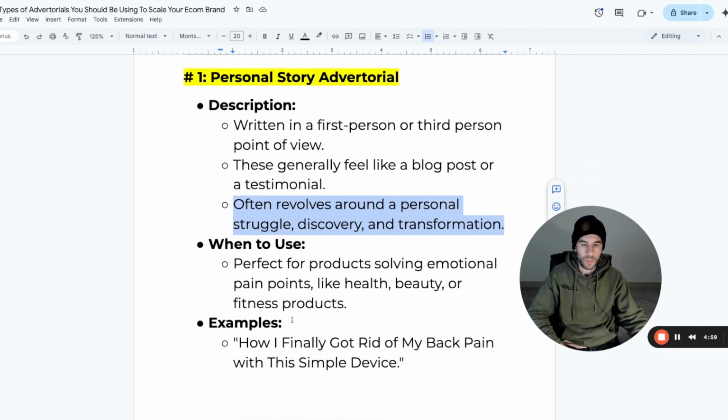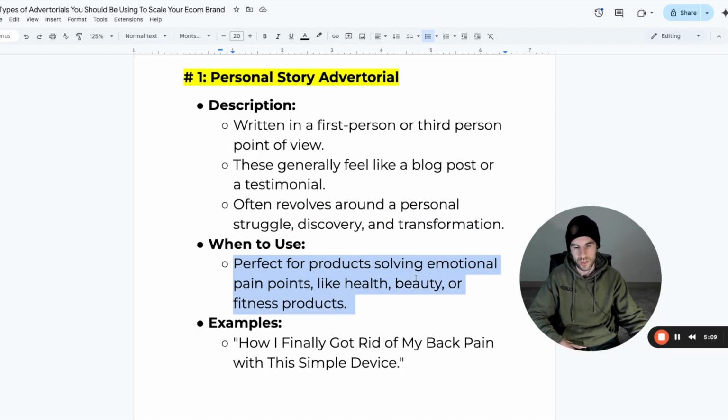Now, when should you use a personal story advertorial, or what kind of niche is it for? These are perfect for products that solve an emotional pain point like health, beauty, or fitness products. These are going to crush for these niches. I would say also gadgets and things along those lines. A lot of those health gadgets could typically fall into the health niche, especially the EMF pads people stand on or the knee sleeves and stuff like that. I would just toss those in health.